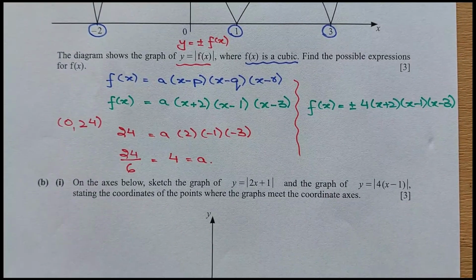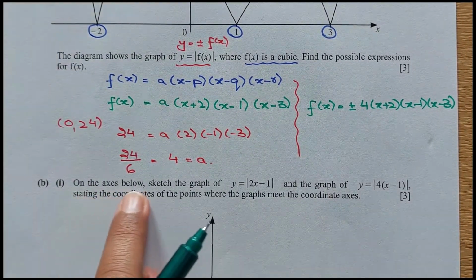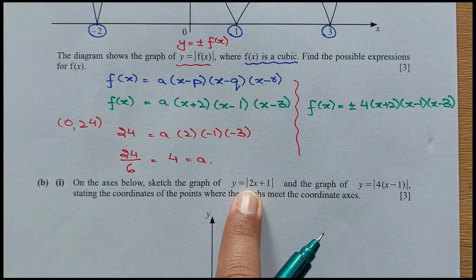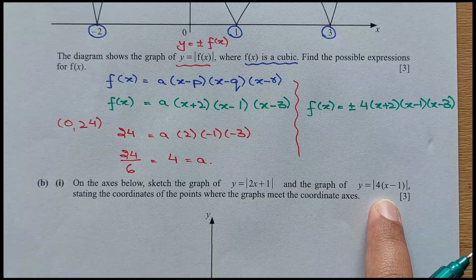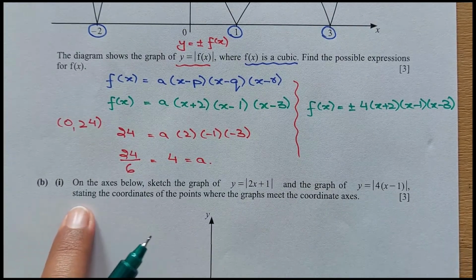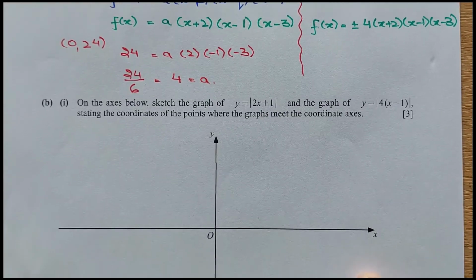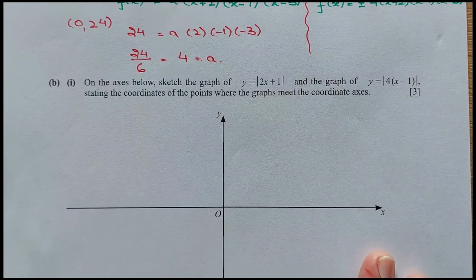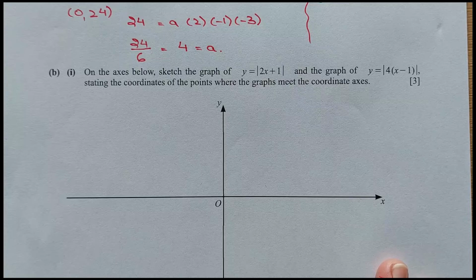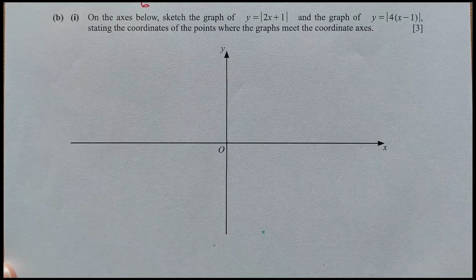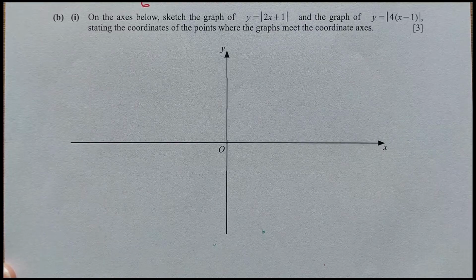Now for the b part, in 1, on the axis below, sketch the graph of y equals the absolute value of 2x plus 1 and the graph of y equals the absolute value of 4 times x minus 1, stating the coordinates of the points where the graph meets the coordinate axis. Okay, so on the same grid, we need to sketch the graph of the two absolute value functions. So first we need to find the x and the y intercept.